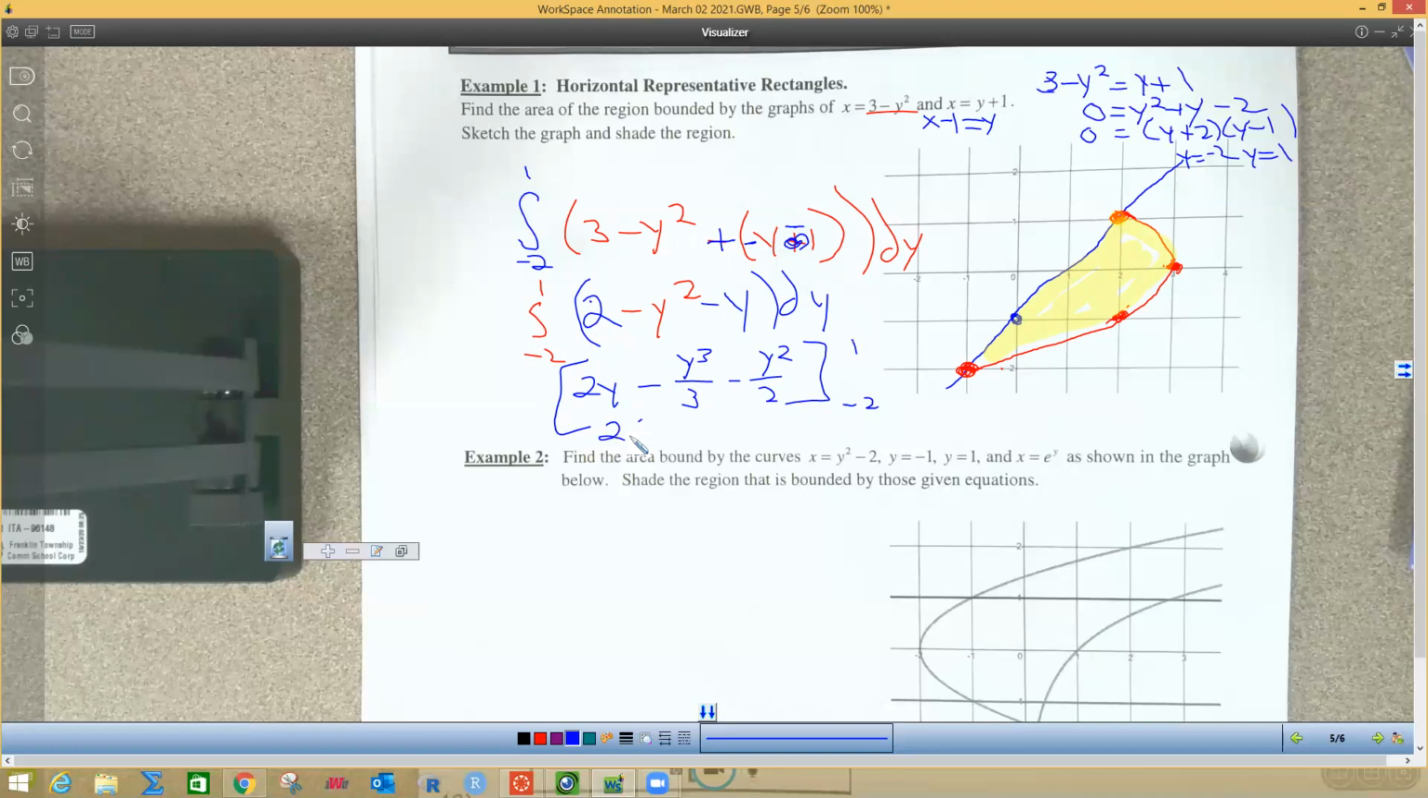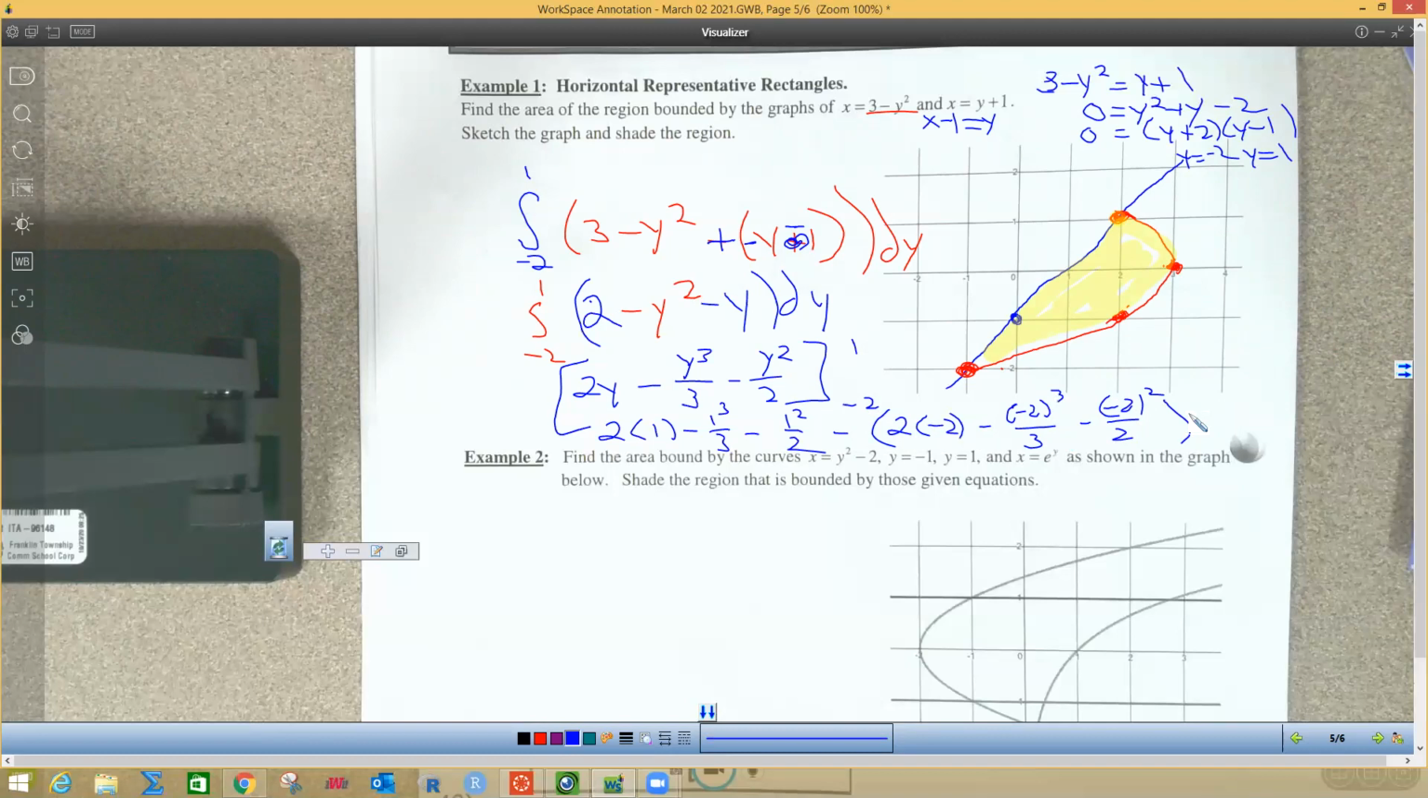first. So we get 2 times 1 minus 1 cubed over 3 minus 1 squared over 2, and then minus, and we're going to have this stuff in parentheses, and we're going to plug the lower bound in. We get 2 times negative 2, minus negative 2 cubed over 3, minus negative 2 squared over 2. Okay, and now I'm going to simplify this whole thing.